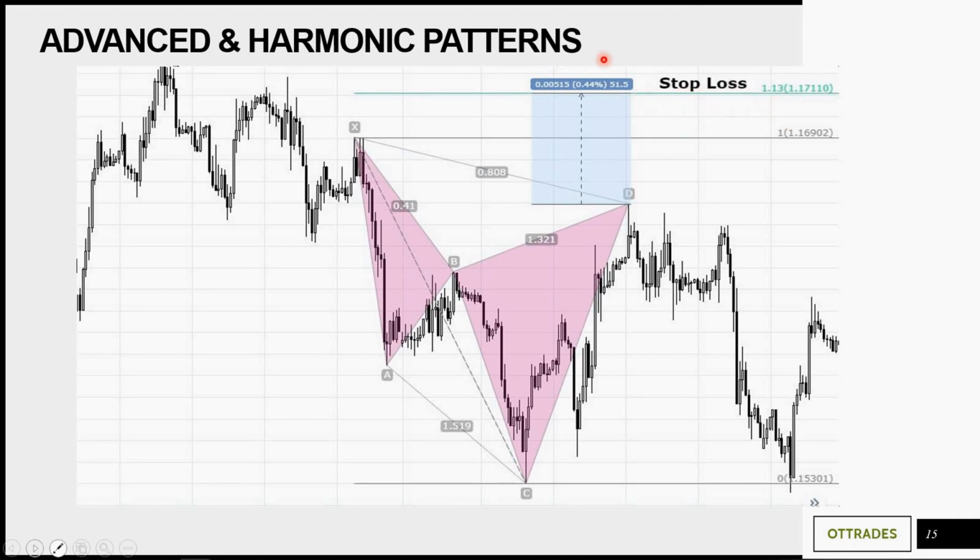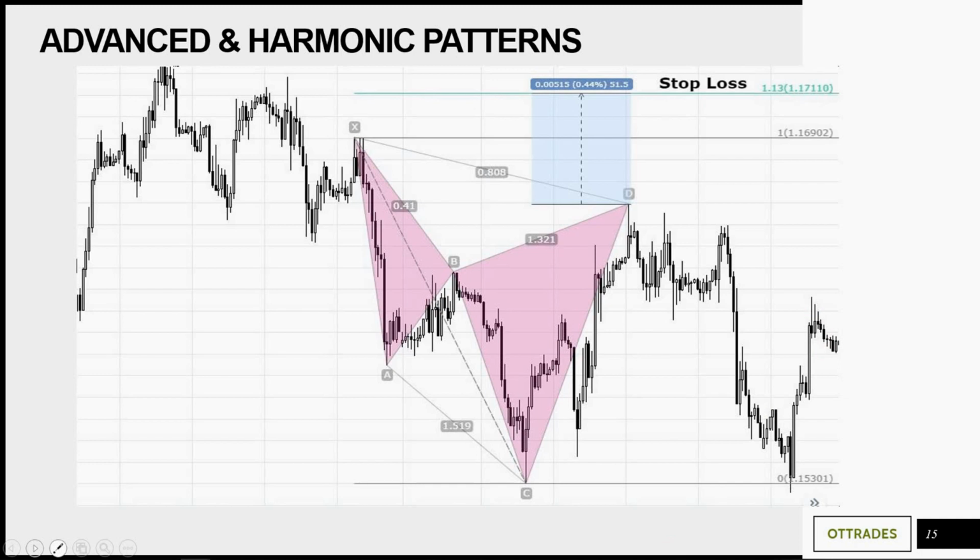So stop loss here of 51.5 pips if we're setting a limit order. 51.5 pips from the D point, so that'd actually be a bit more from the limit order, but call it 55 pips, absolute maximum from that limit order at 786. So stop loss is at 113 level.